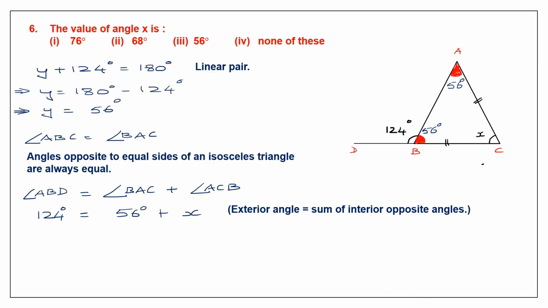From this, let's find out the value of x. X is equal to 124 degrees minus 56 degrees. So what is the value of x? X is equal to 68 degrees. So this is our answer, and that is option 2, 68 degrees. This is our answer.